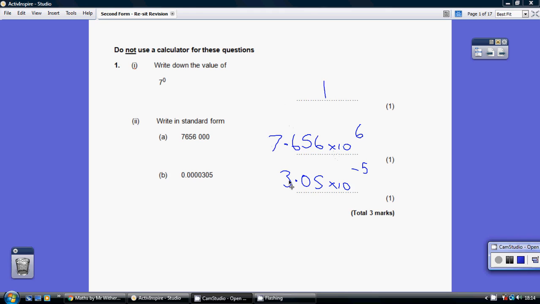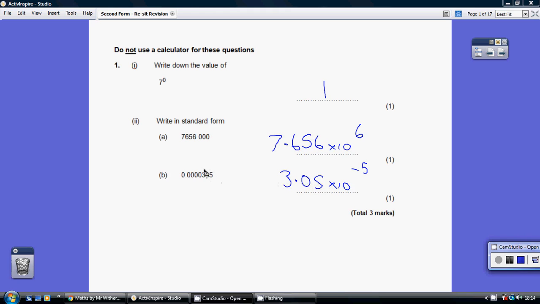Now part 2, standard form. Your answers in standard form always have to have the first part between 1 and 10. So with this number here, where does the decimal point go to give you a number between 1 and 10? Well, between the 7 and the 6. 7.656 is between 1 and 10. And similarly here, 3.05 is between 1 and 10.